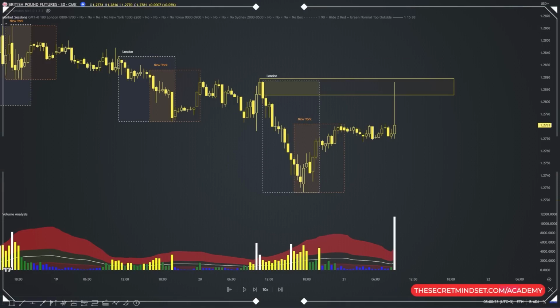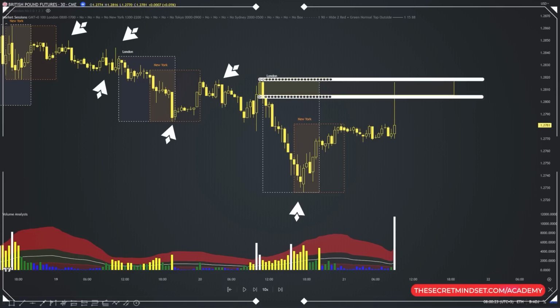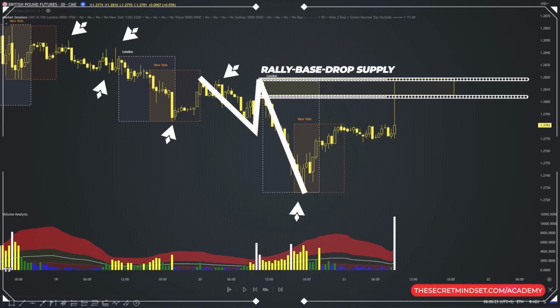One more example, British pound futures, 30-minute time frame. The price is making lower lows and lower highs, so we must find a supply zone. We are in a corrective phase. The market was trending up, forming a small rally. It was followed by a very small consolidation, or a base, and then a very strong move down. This rally-base-drop supply zone represents a footprint of financial institutions that sold the price from that level.